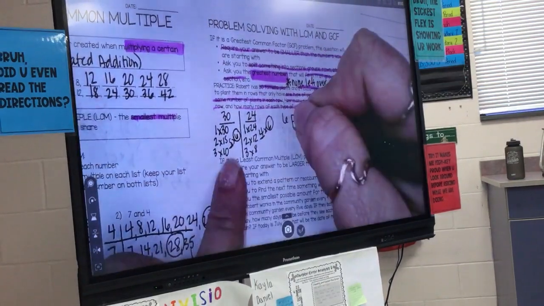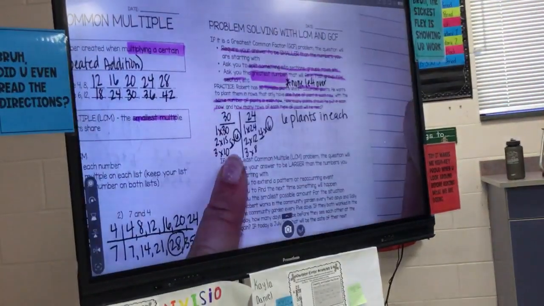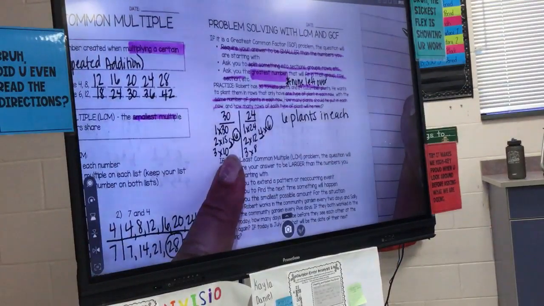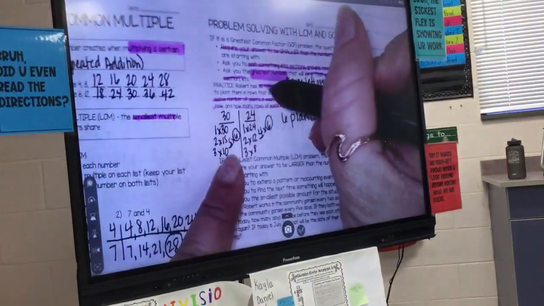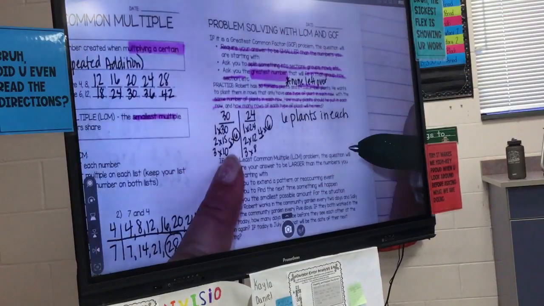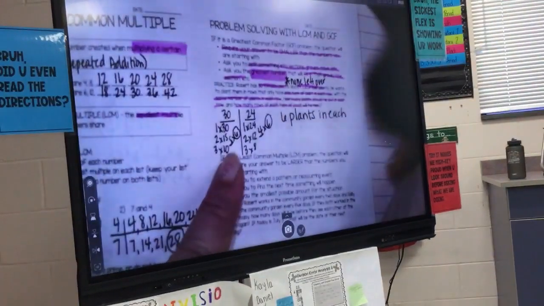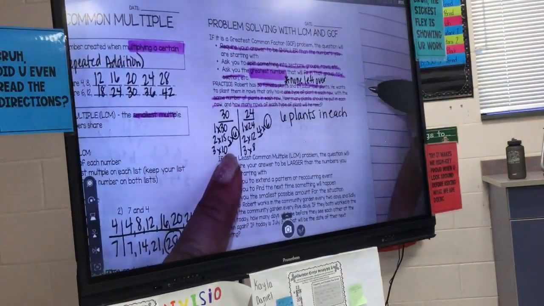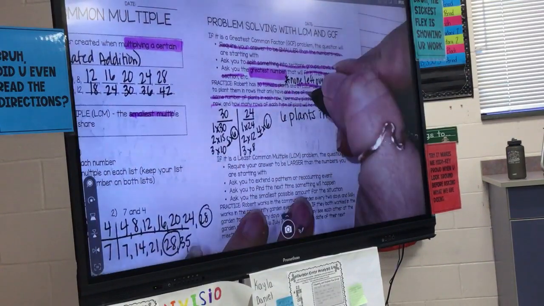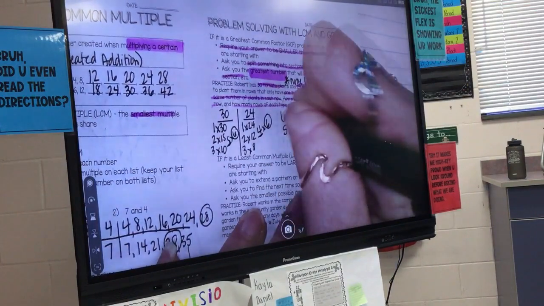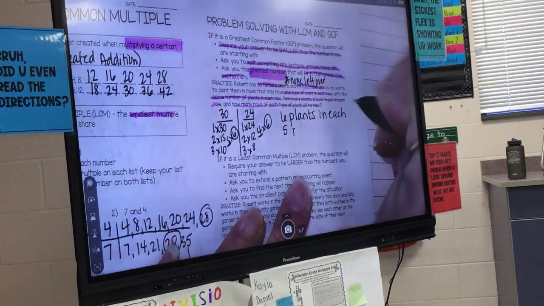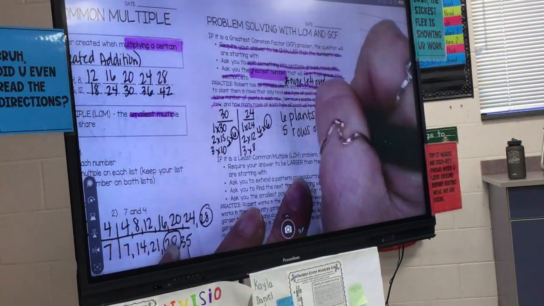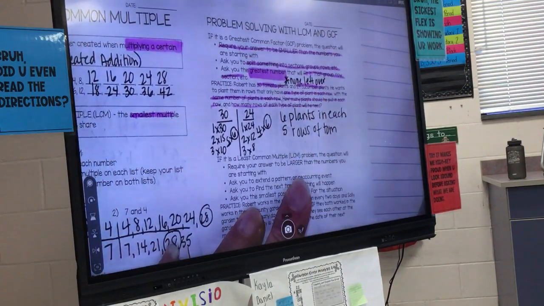So the 5, what does the 30 go with? 30 what? What did you annotate up here? Again, I'm not asking you to produce something new. I'm just asking you to reread what you highlighted. So what does the 30 go with? Oh. Sabrina? Tomatoes. So you have 5 rows of tomatoes.